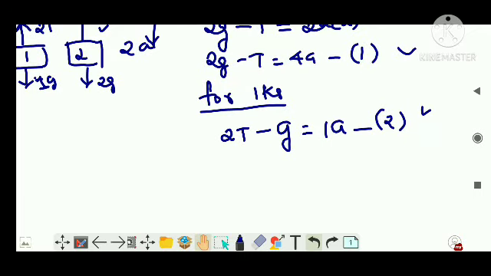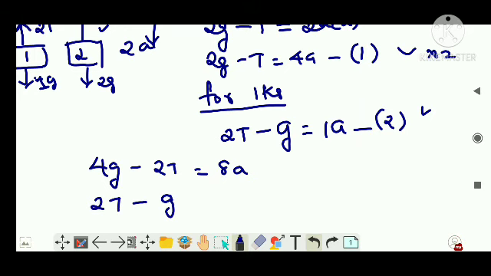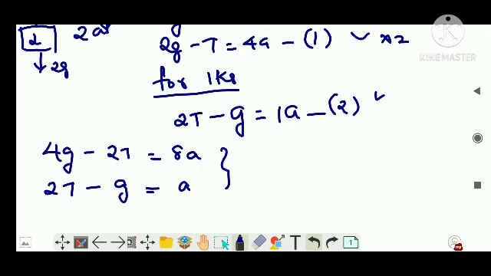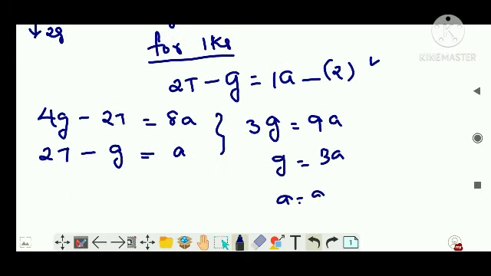Here it is T now, so just multiply this one with 2, so you will get 4G minus 2T is equal to 8A, and there is 2T minus G equal to A. Then add these two equations, you will have 2T cancelling, 4G minus G is 3G is equal to 9A, or I can write G is equal to 3A, or I can write A is equal to G by 3.